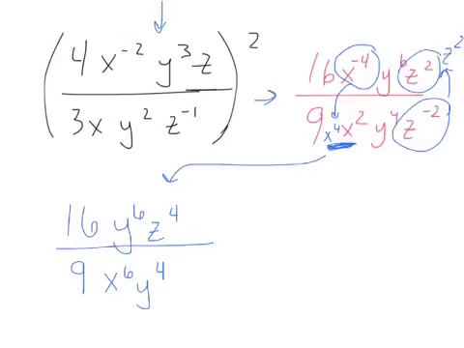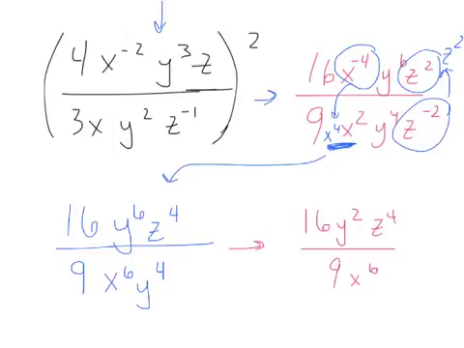I purposely asked that because I know a lot of people move the 16 with the x to the negative 4. It's not with it. They're separate things. Okay? The final step. What's the final step? Arthur? Simplify. The only thing that can be simplified are the y's, right? So what does it become, the final answer? 16 y to the second, z to the fourth, over 9 x to the sixth.